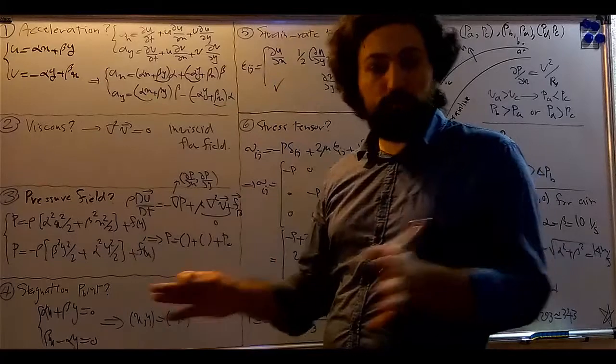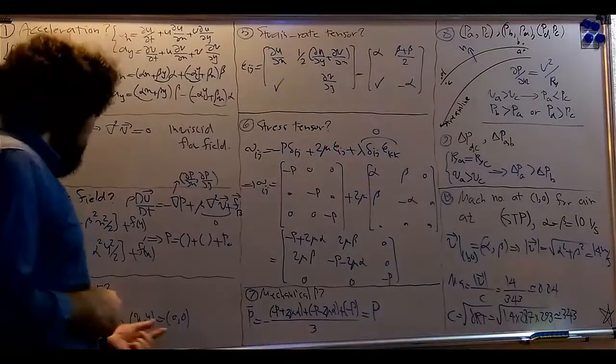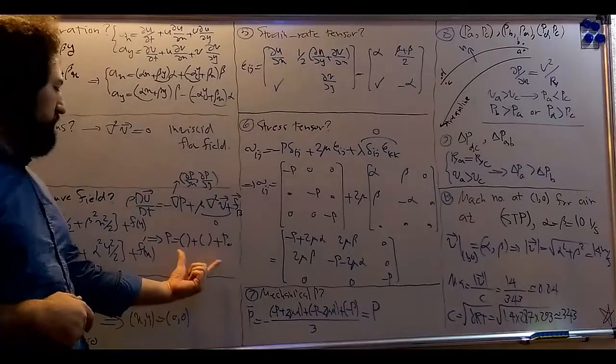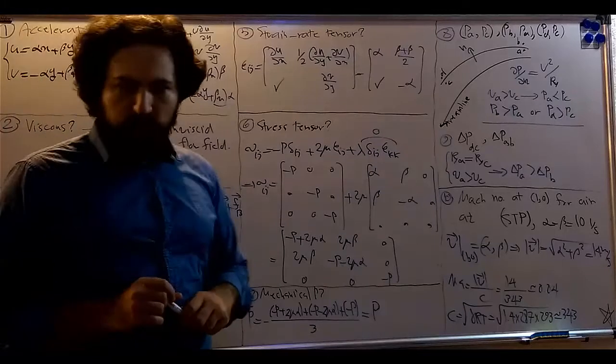So the origin of coordinates is the stagnation point, and then you can substitute this relation in the expression for pressure and find the pressure at the stagnation point.